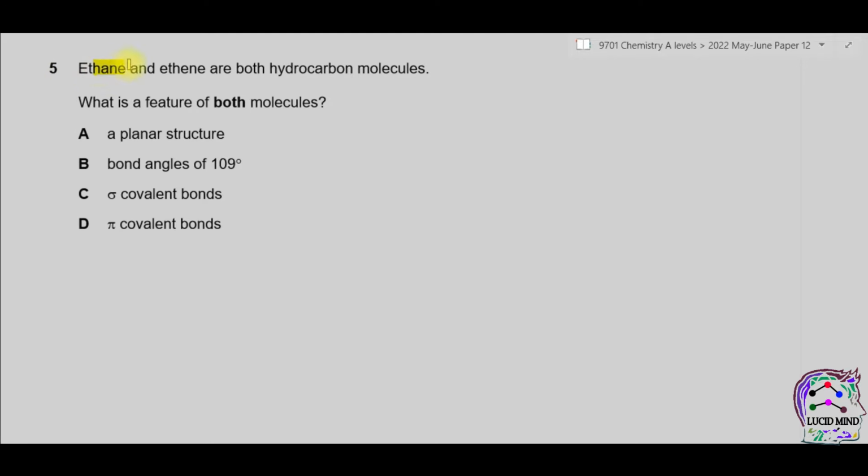Question 5. Ethane and ethene are both hydrocarbon molecules. What is a feature of both molecules? What is ethane? Ethane is the one in which we have a single bond between 2 carbon atoms and each carbon is making 4 bonds. So we have 6 hydrogen atoms.